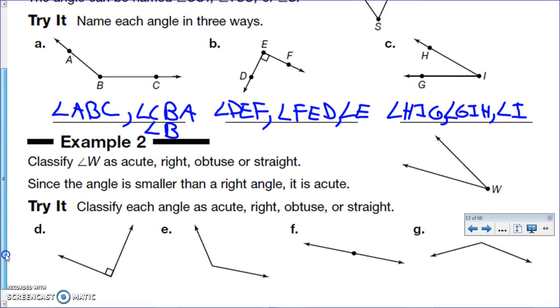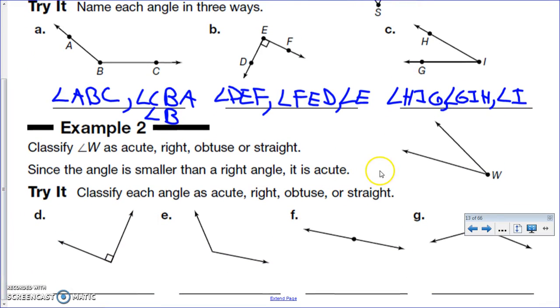For example 2, we can classify each angle as acute, right, obtuse, or straight. Since the angle to our right here is smaller than a right angle, it is acute. So for the try it, we're going to do the same thing with these four angles here.